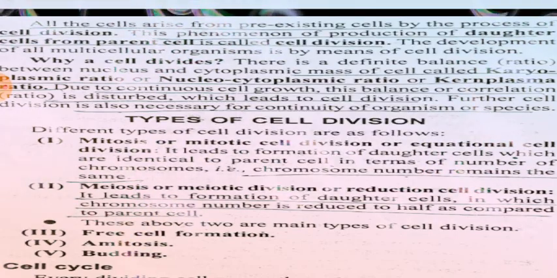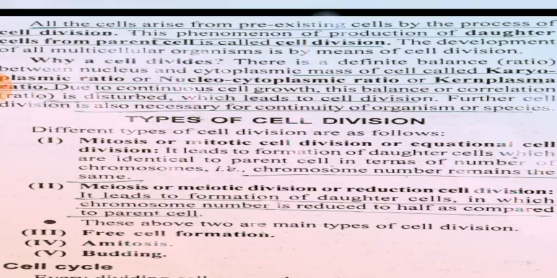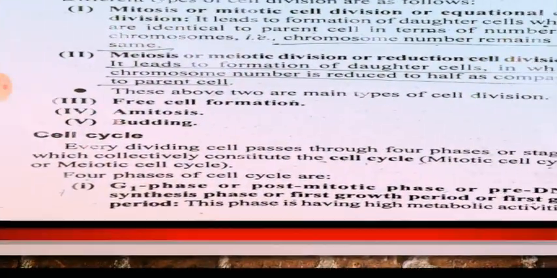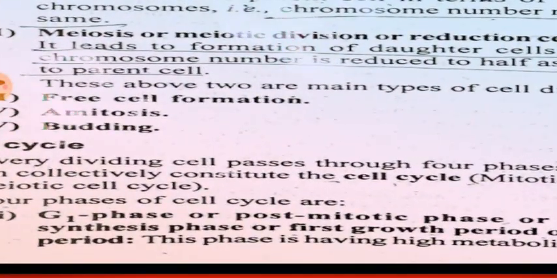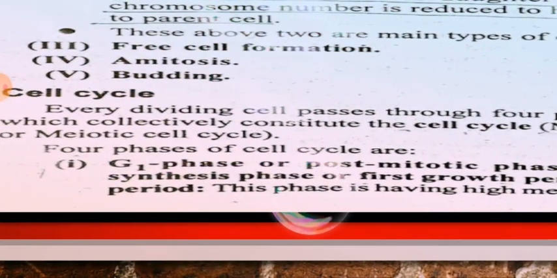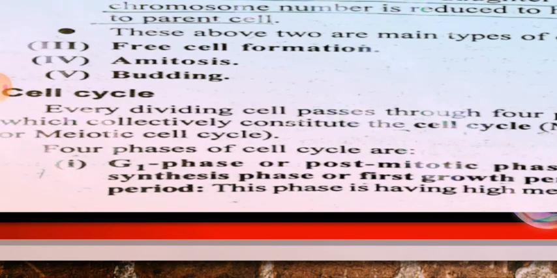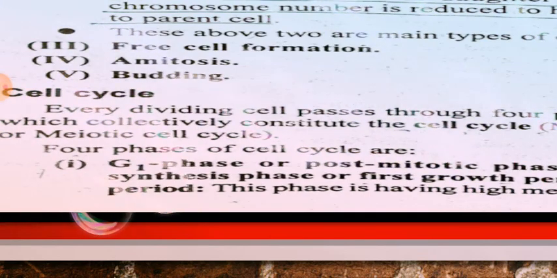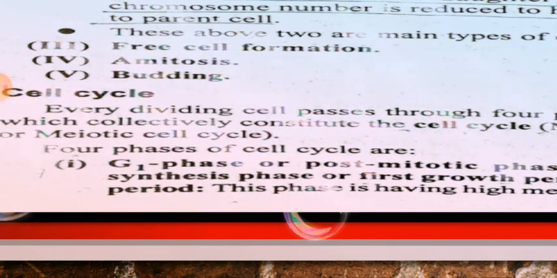Then we come to the cell cycle. Do you know about the cell cycle? Once we know about cell division, it undergoes a cycling process. The cell divides in a cycling process, and that's why this is known as the cell cycle.